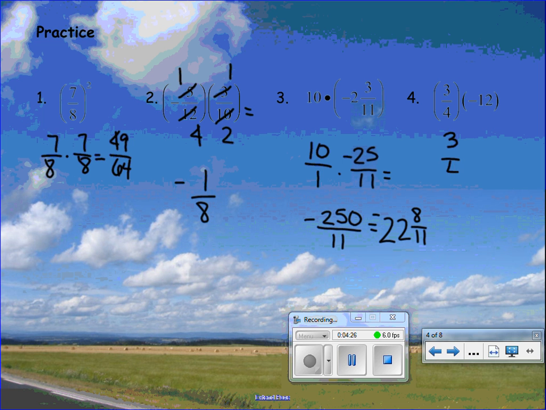Number 4, 3/4 times -12 over 1. Again, see if you can factor out. -9 over 1. Final answer will be -9.